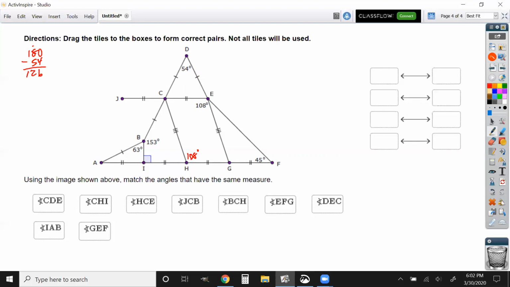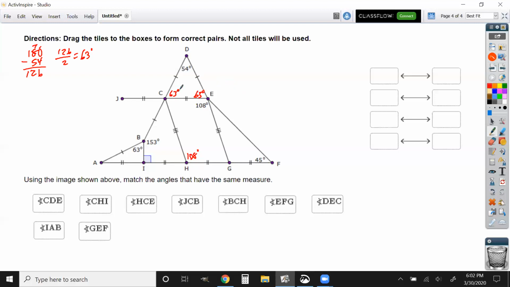126, right? Borrow from that, make that a 10. Yep, 126. But I have to split that evenly between these two base angles. So 126 divided by 2 is 63 degrees. I know this angle is 63, and so is this angle.